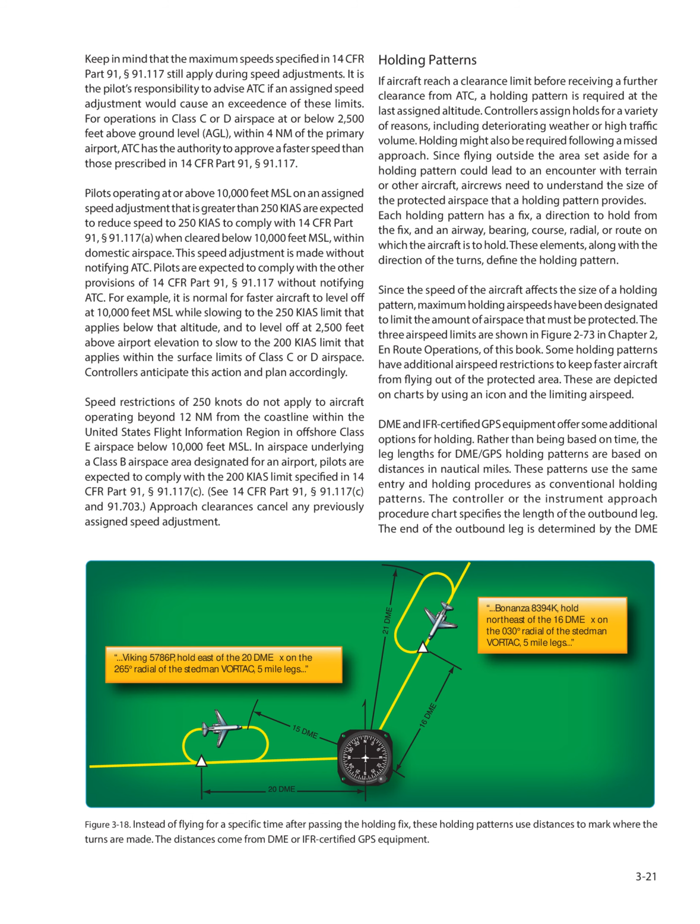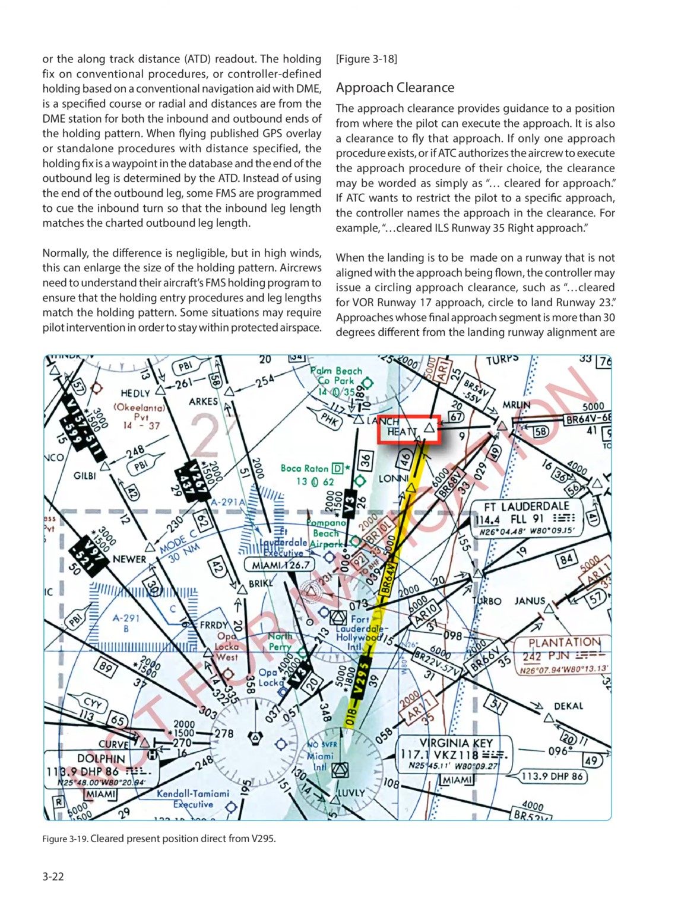DME and IFR certified GPS equipment offer some additional options for holding. Rather than being based on time, the leg lengths for DME/GPS holding patterns are based on distances in nautical miles. These patterns use the same entry and holding procedures as conventional holding patterns. The controller or the instrument approach procedure chart specifies the length of the outbound leg. The end of the outbound leg is determined by the DME or the along track distance (ATD) readout.